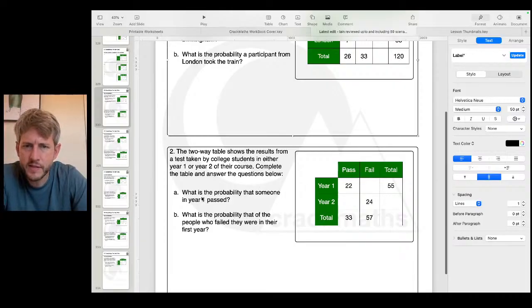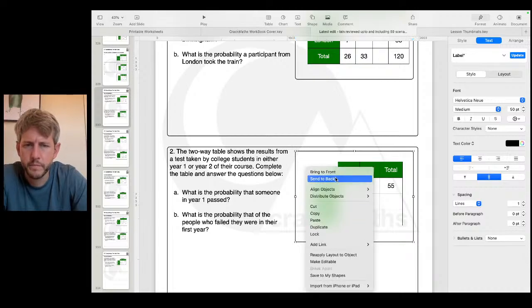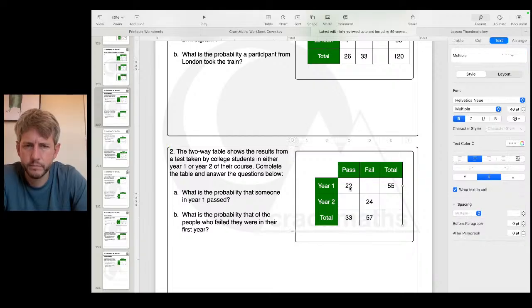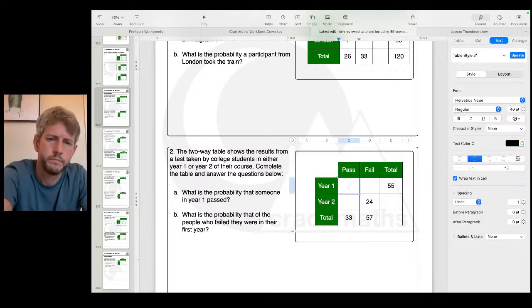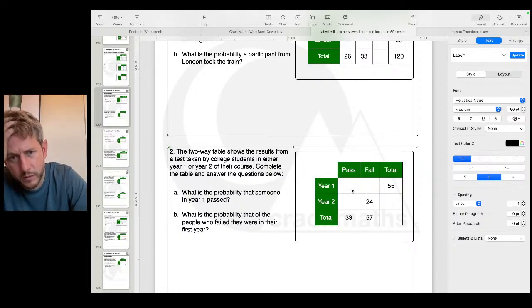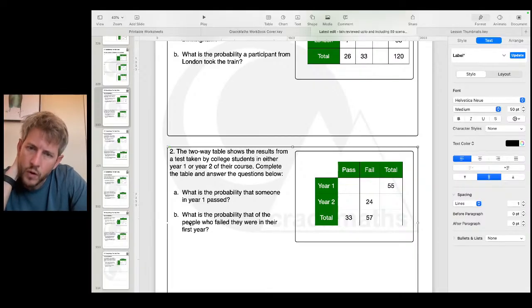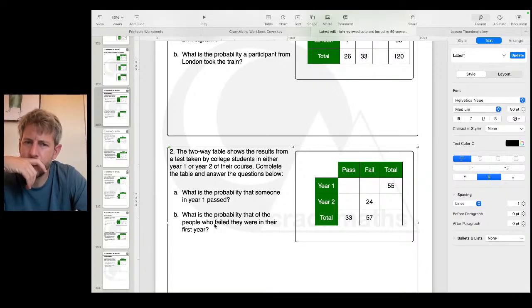Right, the two-way table. What is the probability that someone in year 1 passed? Okay, so, okay, can I get that still? I can get this number, then I can get that number. Yep. What is the probability that of the people who failed, they were in their first year? Excellent, they need to work that out. Okay.